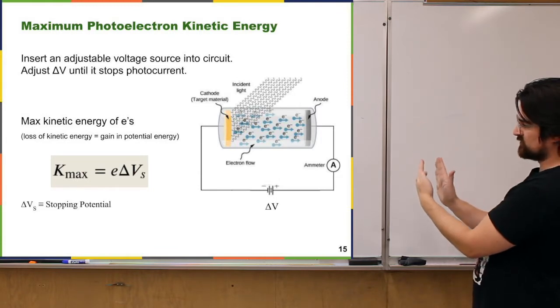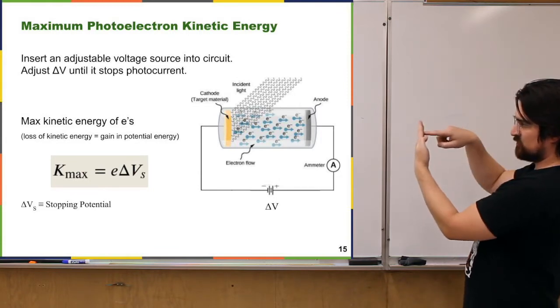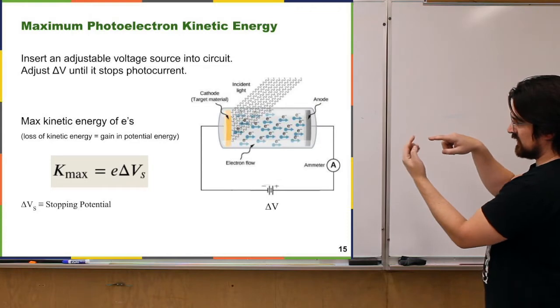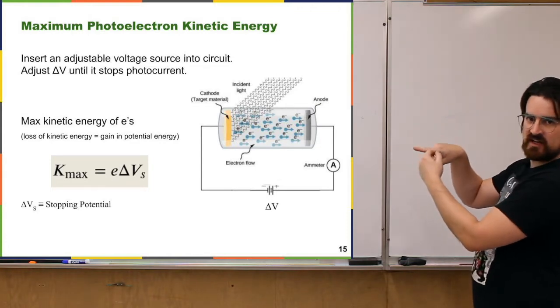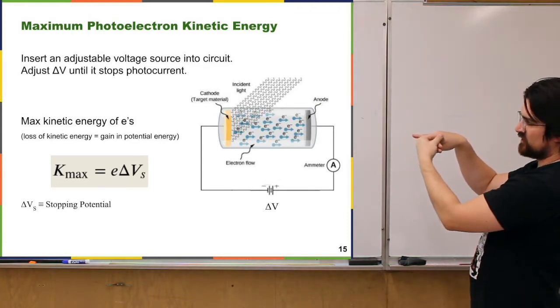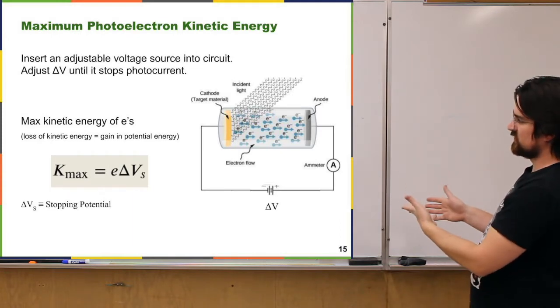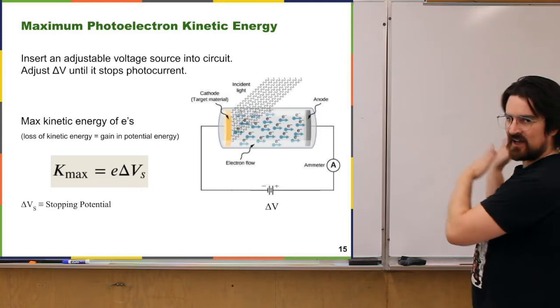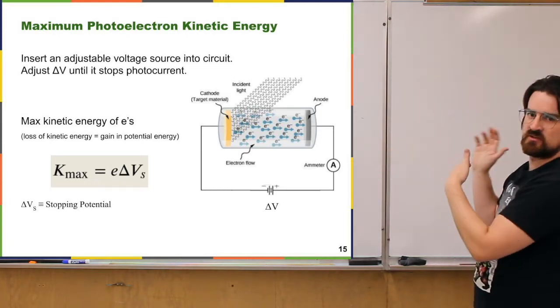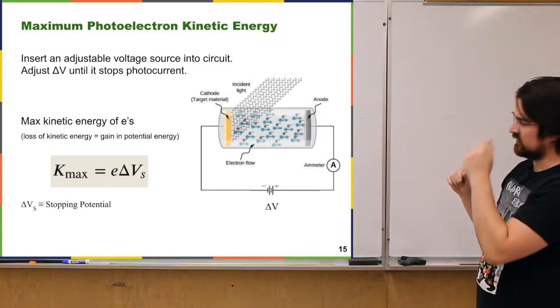So with the voltage source like this, the electric field will be pointing to the left here, meaning that the electrons, since they're negatively charged, are going to get an electric force on them to the right, and they're going to be accelerating. So with the voltage source in this orientation, you're going to actually add to the kinetic energy of these electrons that are being ejected from that target.